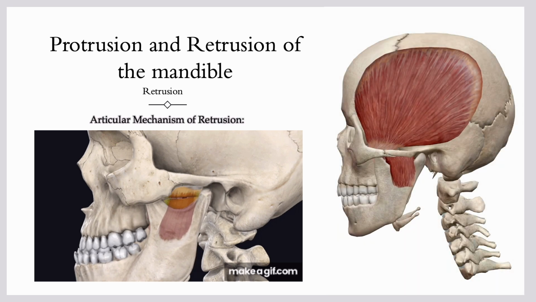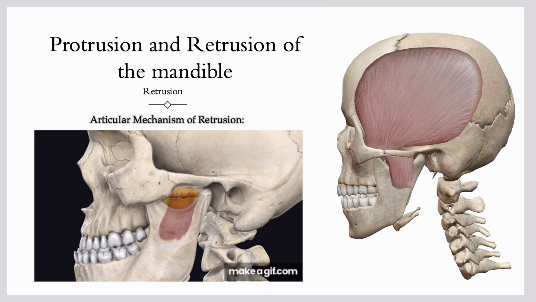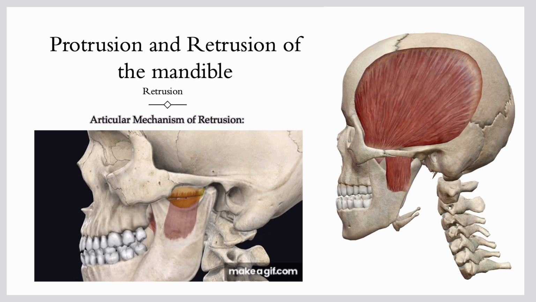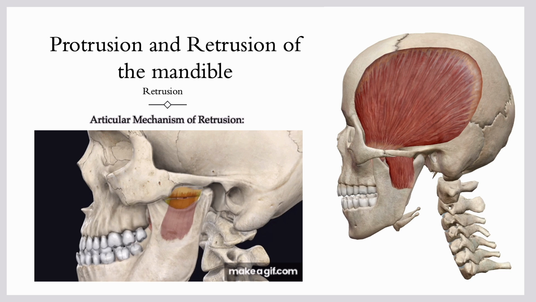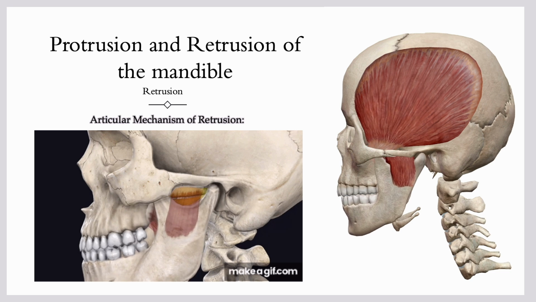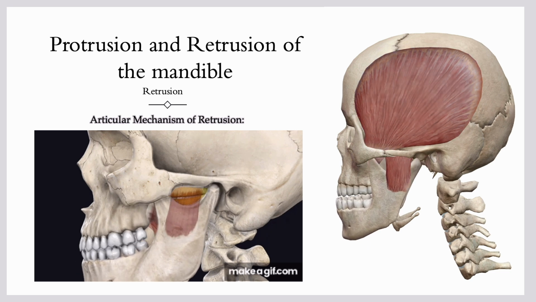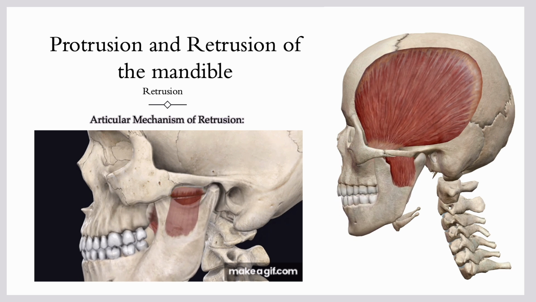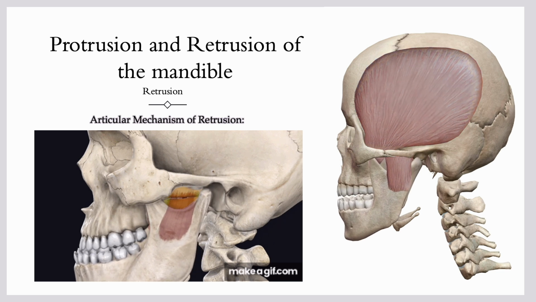Take a closer look at mandibular retrusion, a crucial movement in the temporomandibular joint. Mandibular retrusion refers to the backward movement of the mandible from its forward position. This action is literally the opposite of protrusion. Let's break down the articular mechanism of retrusion now, the backward movement of the jaw.